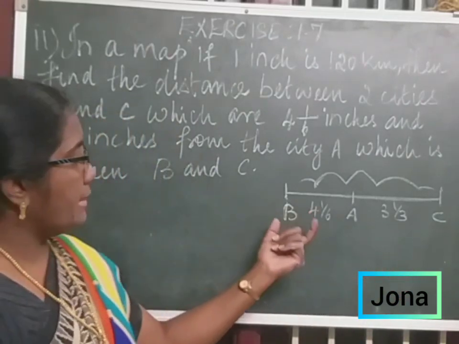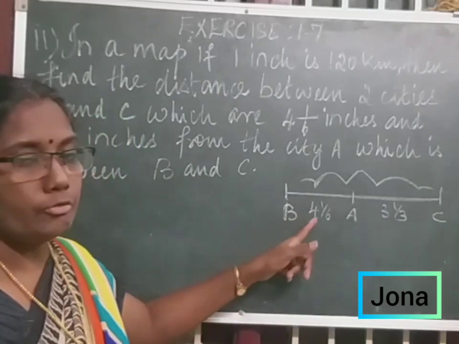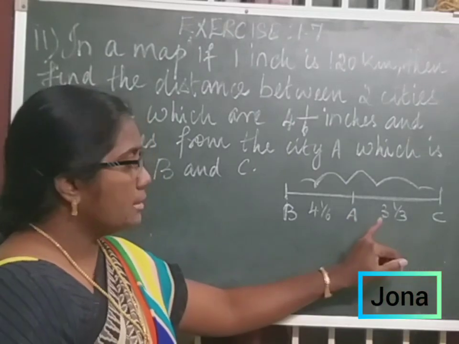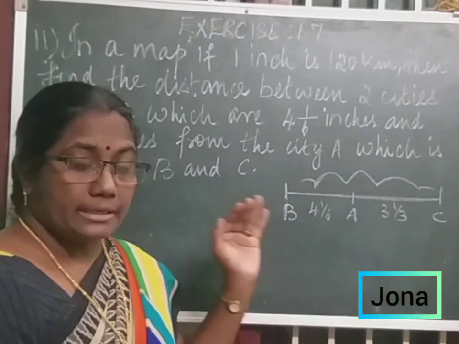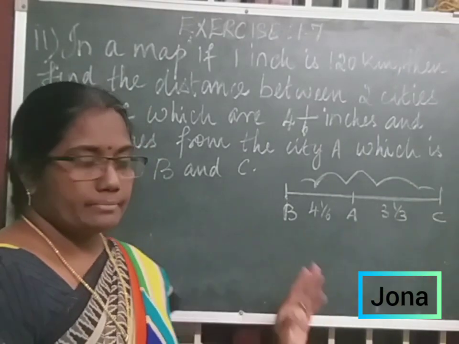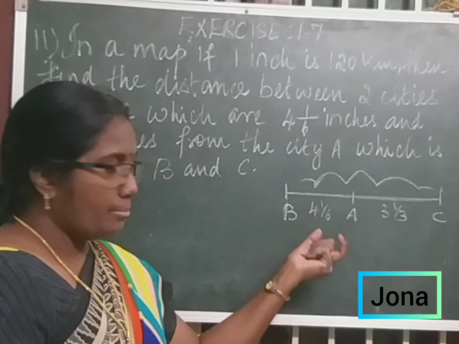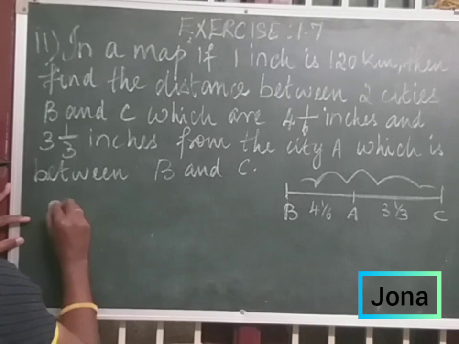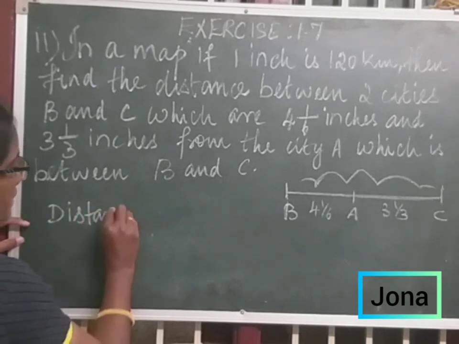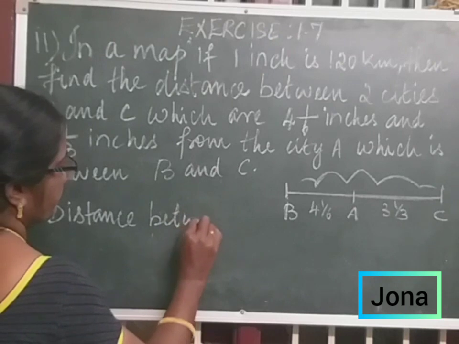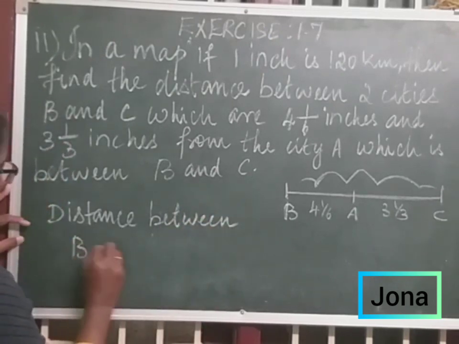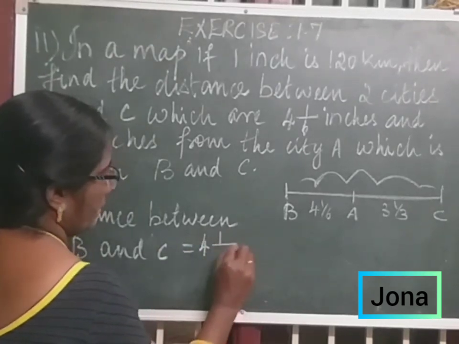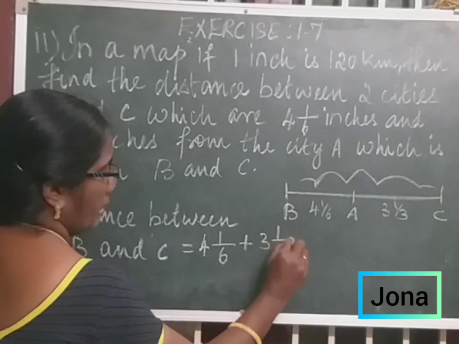So the distance between B to A, how much is there? 4 1/6 inches. The distance between A to C, how much is there? 3 1/3 inches. The distance between B and C is this 4 1/6 plus 3 1/3. Let me do it here. So we want to write it from the diagram, it is clearly understood. So distance between B and C is equal to how much? This 4 1/6 plus 3 1/3.